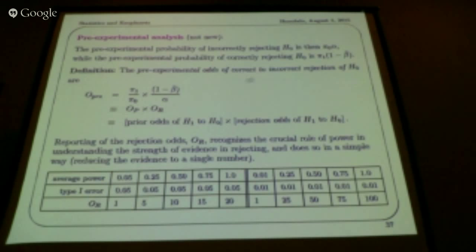You can show that it can be written by a version of Bayes theorem, as a product of the prior odds, where you think ahead of time as to the chance that the null hypothesis is true or false, times the ratio of the power to the type 1 error. So there's the key: the way to interpret power and type 1 error is to look at their ratio and interpret it as the odds that the experiment will correctly reject to incorrectly reject. This should become a major part of all statistical practice, reporting that quantity as the key measure of the value of the experiment. We call that the rejection odds for H1 and H0.